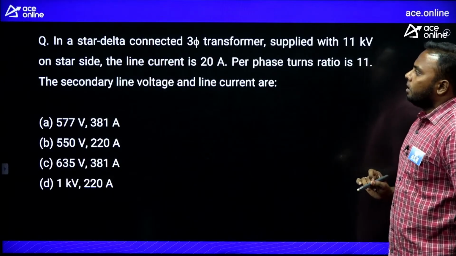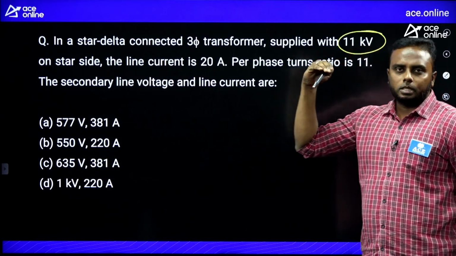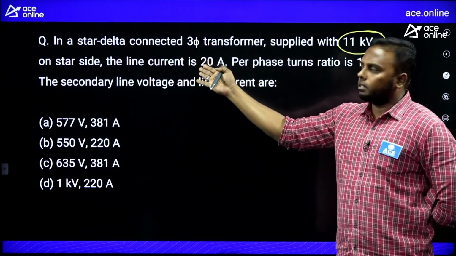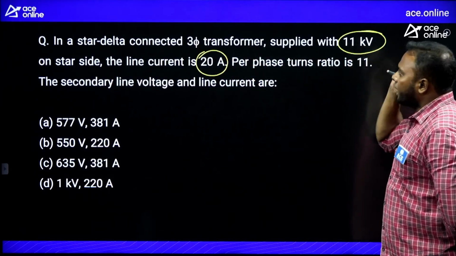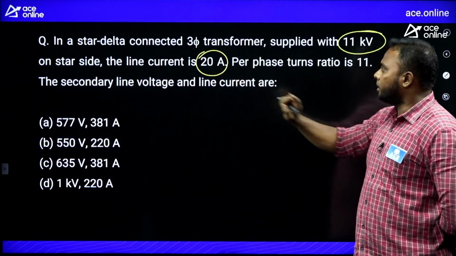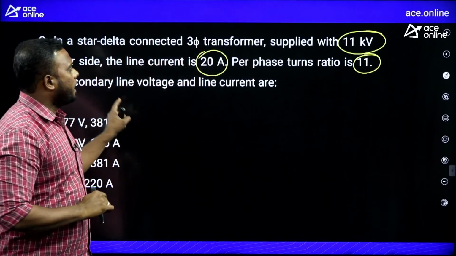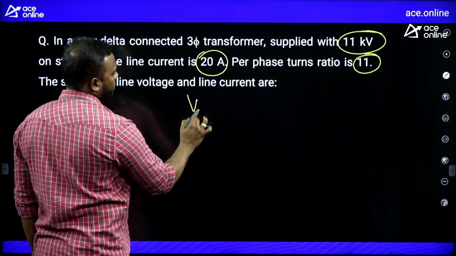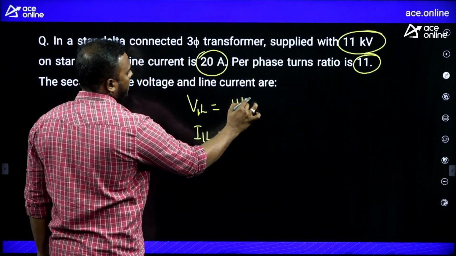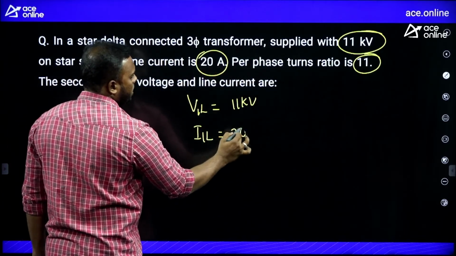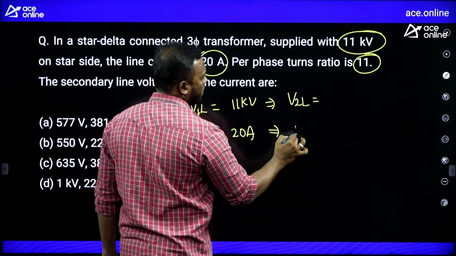See this question. In a star delta connected three-phase transformer supplied with 11 kV on the star side, star delta meaning primary star, secondary delta, supplied with 11 kV and the line current is 20 amperes. Input line voltage and input line current are given. The per phase turns ratio is 11. The secondary line voltage and secondary line current are asked. So they gave V1L, 11 kV, and I1L, 20 amperes. Now we need to calculate the secondary line voltage and secondary line current I2L.